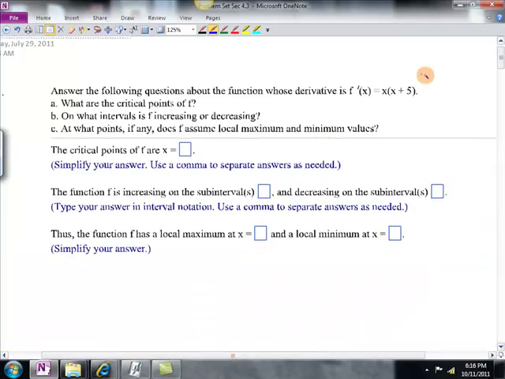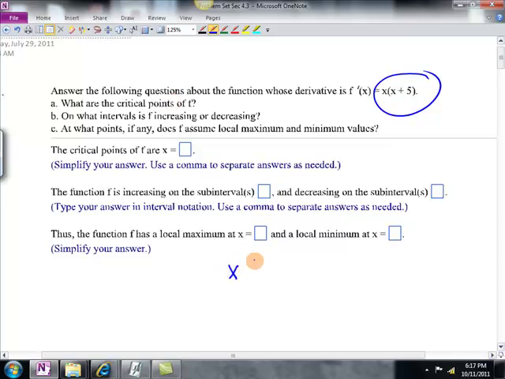All right, here's our function. F prime of x equals x. Okay. So this is actually the derivative. They're not giving you the regular function. What are the critical points? What did I say we had to do to find the critical points? Set it equal to 0.